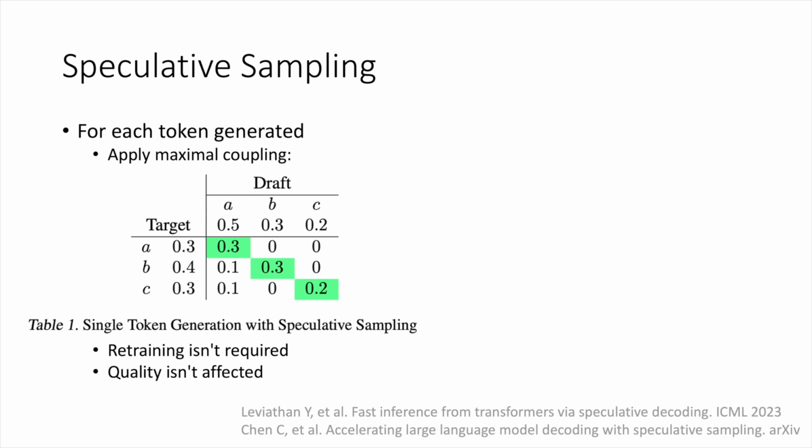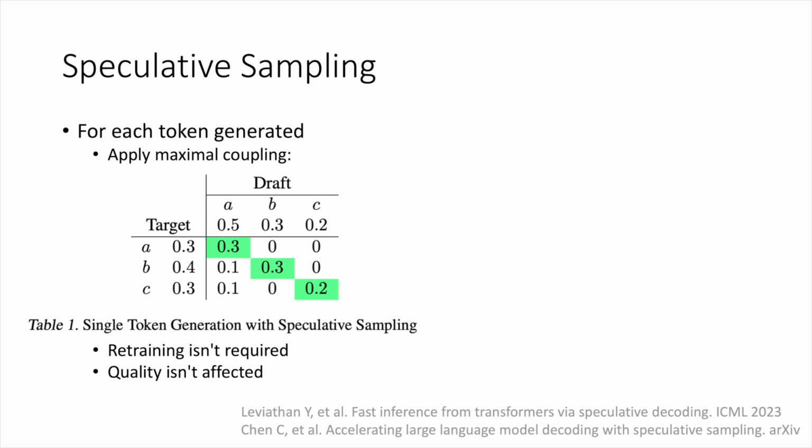Let's consider an example with a vocabulary of 3 possible tokens, A, B, and C. The matrix shown here shows the solution to the maximal coupling problem, which will be used by the speculative sampling.